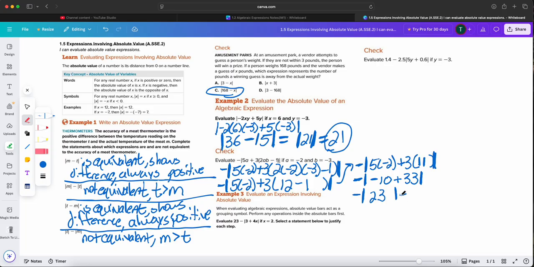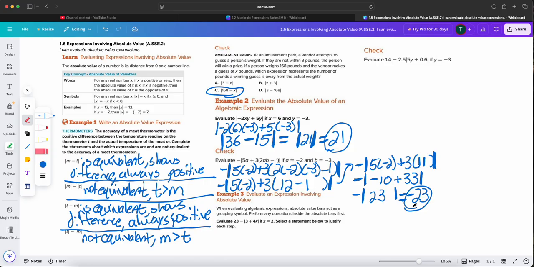Since the negative's on the outside, it would stay there, getting us a final answer of negative 23. So you have to pay attention to where that negative is placed so that you can accurately get your answer to this. This next part is going to be where our absolute value acts as grouping, because we have operations on the outside of the absolute value.